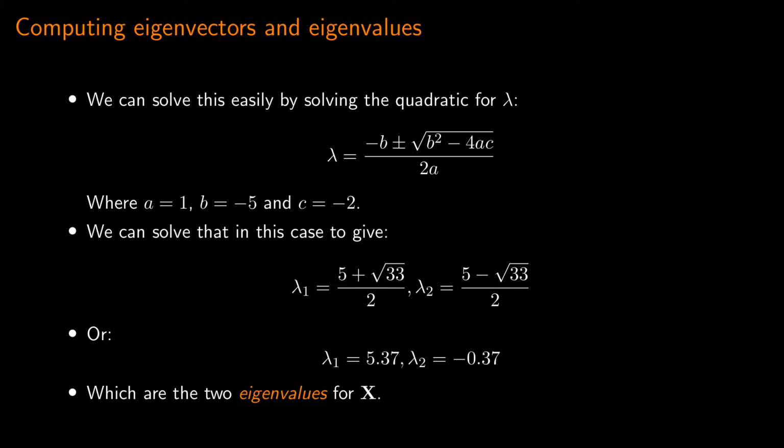So if we solve that, in this case we get values of lambda: lambda 1 is (5 plus the square root of 33) divided by 2, and lambda 2 is (5 minus the square root of 33) divided by 2. Or, to put them in decimal form, lambda 1 is 5.37 and lambda 2 equals minus 0.37. So these two values, lambda 1 and lambda 2, these are the eigenvalues for the matrix X that we started with, the 2 by 2 matrix of the elements 1, 2, 3 and 4. It has these two eigenvalues, and as I said, these two values relate to how the eigenvectors will be scaled by the matrix X if we multiply them by X. Okay, so we've got the eigenvalues.